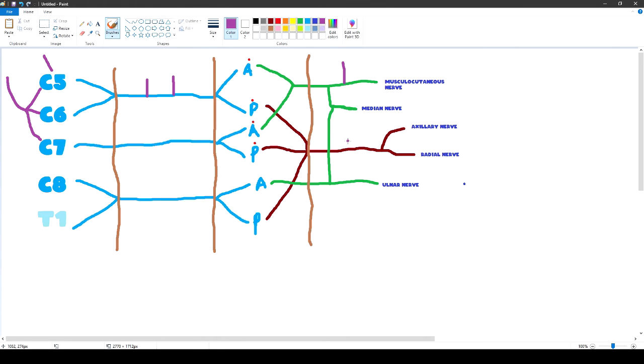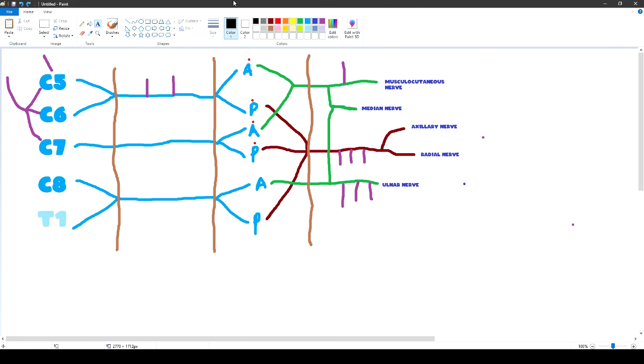Now the posterior cord is formed of the posterior division of the upper trunk and the posterior division of the middle trunk, which are lacking, but it's joined with the posterior division of the lower trunk, which is not lacking. It contains a good amount of neurons, and so it can give a good amount of branches, can actually give 3 branches. The medial cord is formed of the anterior division of the lower trunk, which is not lacking, and it can form 3 smaller branches.